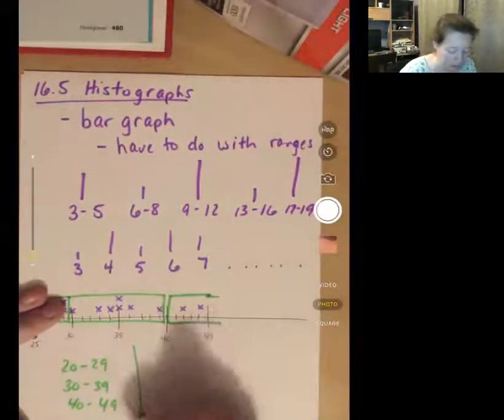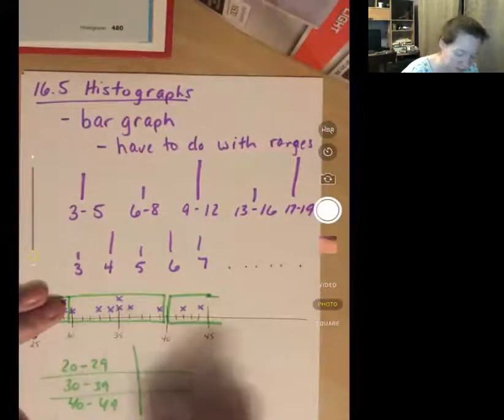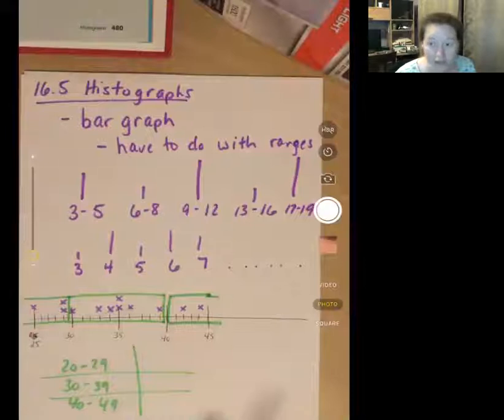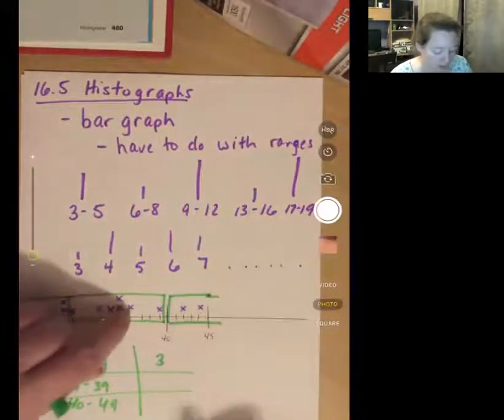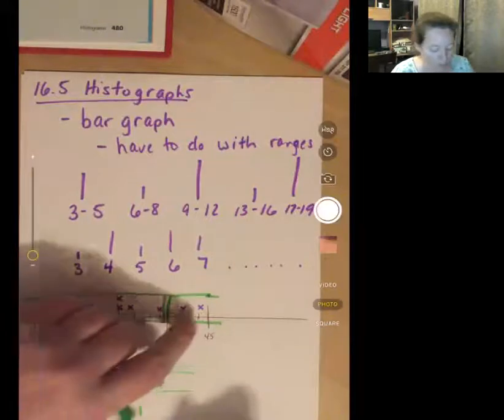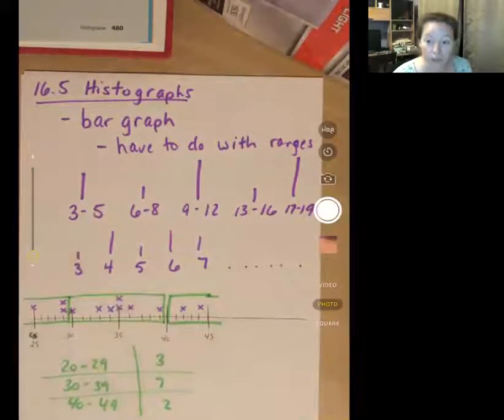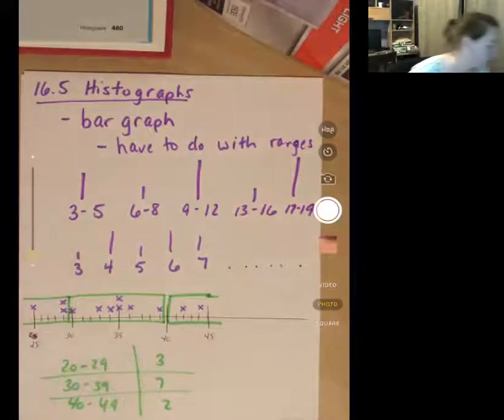And then we just fill in the chart. We literally just fill in the chart with how many we have. So here in the first interval, we have 1, 2, 3. Second interval, 1, 2, 3, 4, 5, 6, 7. And third interval, 1, 2. There, we're done with the chart. Like I said, this is a really easy section.